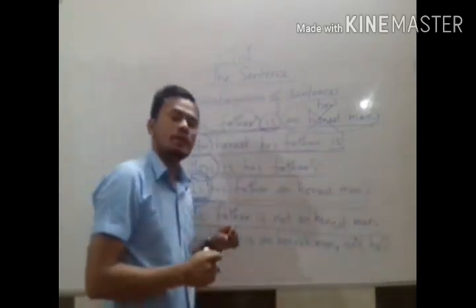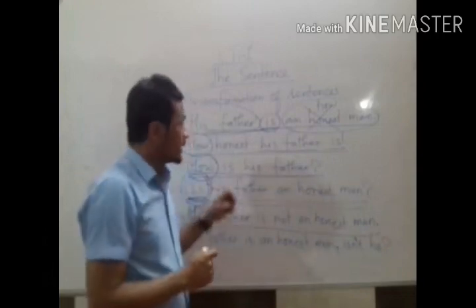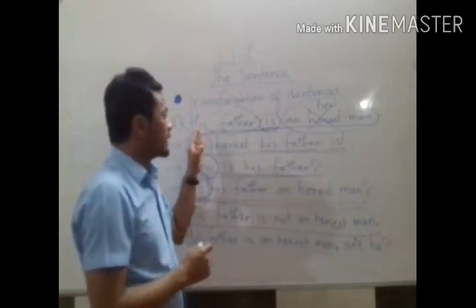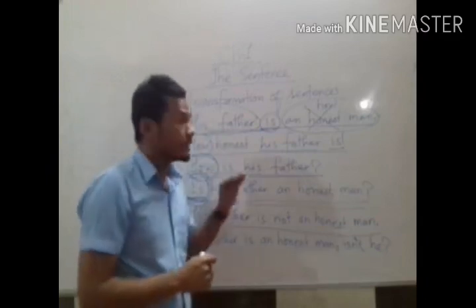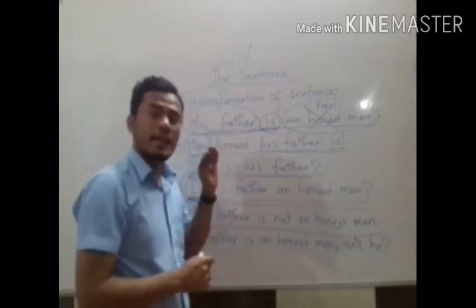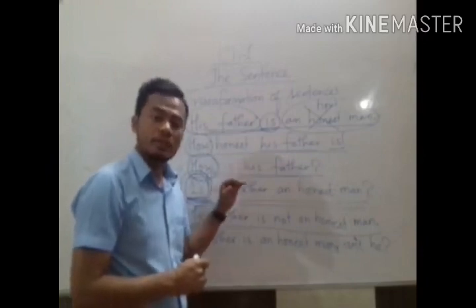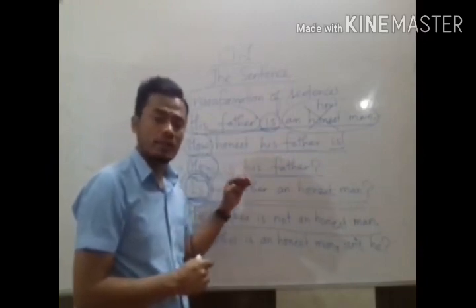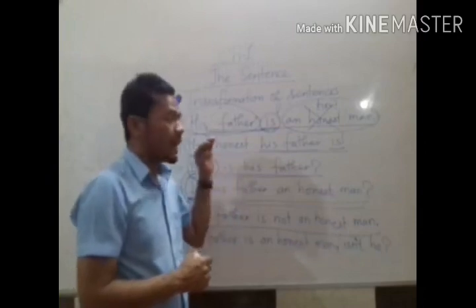His father is not an honest man. So here, if you read the first sentence, his father is an honest man, this is an assertive sentence. But what kind of assertive sentence? It is an affirmative assertive sentence. That means it gives a positive sense. So it is a positive assertive sentence.